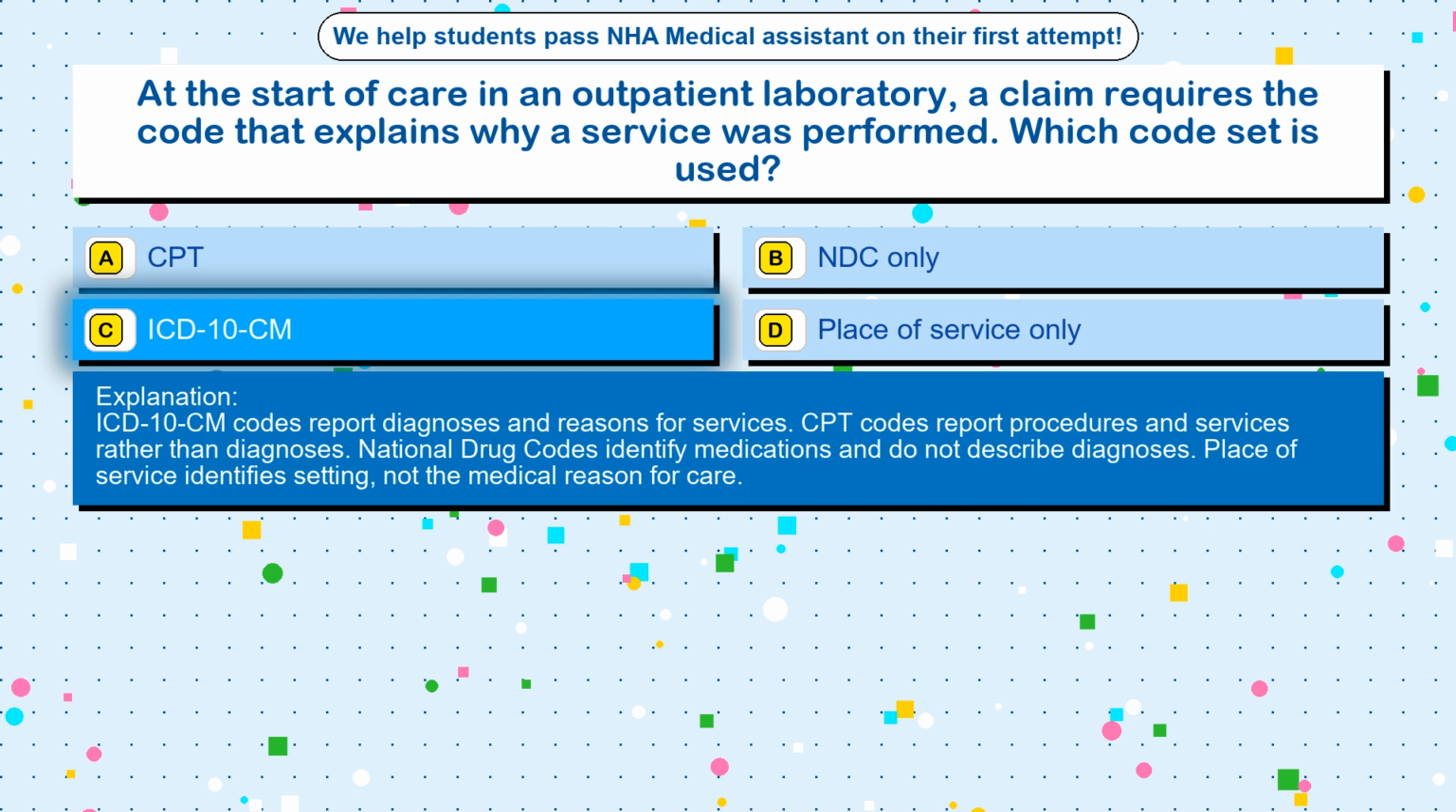ICD-10-CM codes report diagnoses and reasons for services. CPT codes report procedures and services rather than diagnoses. National drug codes identify medications and do not describe diagnoses. Place of service identifies setting, not the medical reason for care.